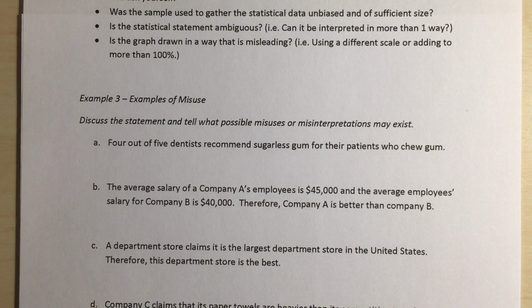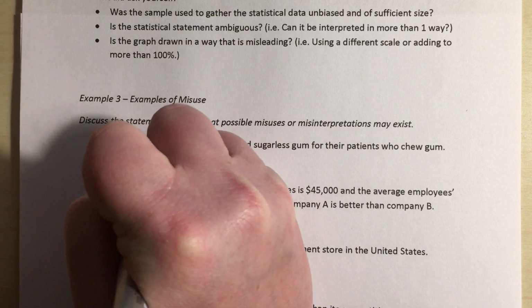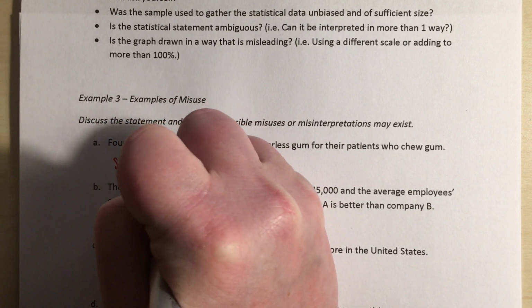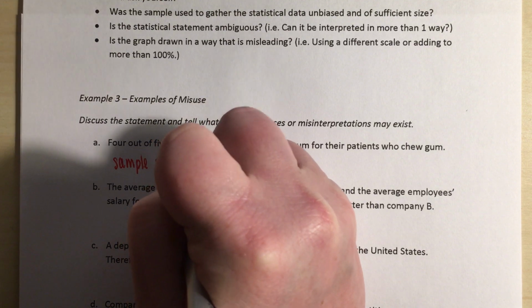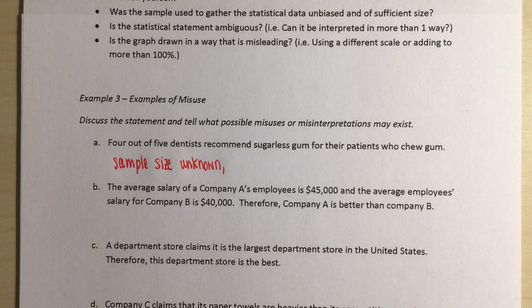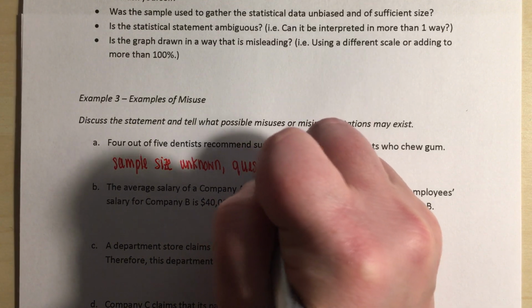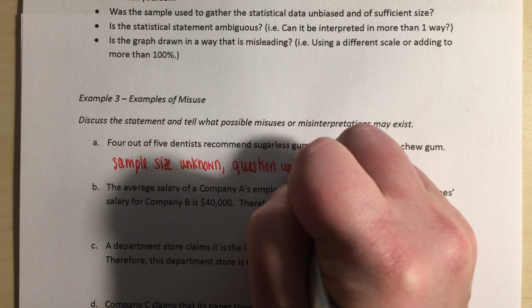So, four out of five dentists recommend sugarless gum for their patients who chew gum. One possible misuse or misinterpretation that may exist, we could list a few different things here. Our sample size is unknown. If our sample size is only five dentists, it's probably not a representative sample of our entire population. The question of how they obtained this data is unknown.